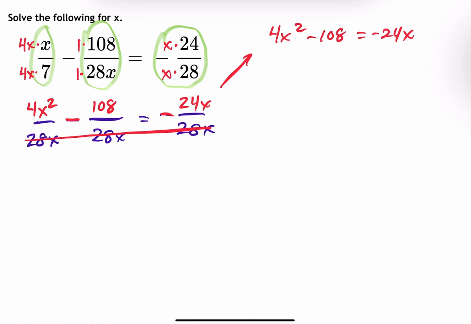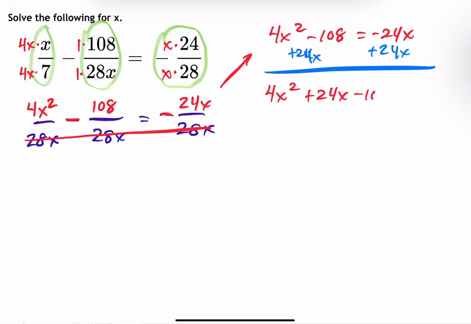The next thing you want to do is try to get all the terms on one side, equal to 0. So that means I'm going to take the 24x and add 24x to both sides. So 24x goes this side, 24x goes that side. Then from here, you're going to have a new equation that reads like this: 4x squared plus 24x minus 108 equals 0. Now, if you happen to have the quadratic formula, you can simply recognize the three letters A, B, and C. A is going to equal 4, B is going to equal 24, and C is going to equal negative 108.